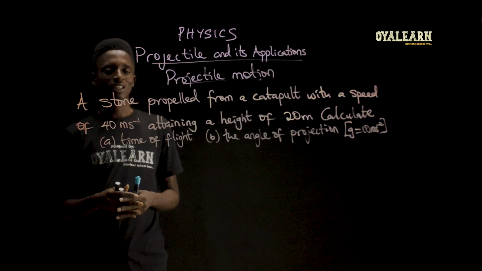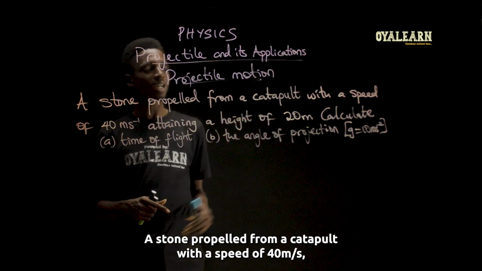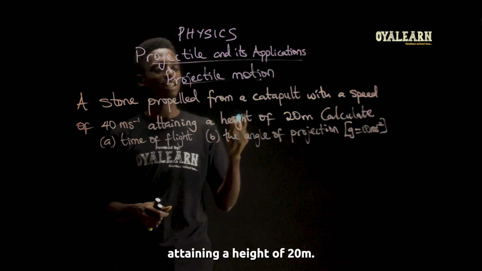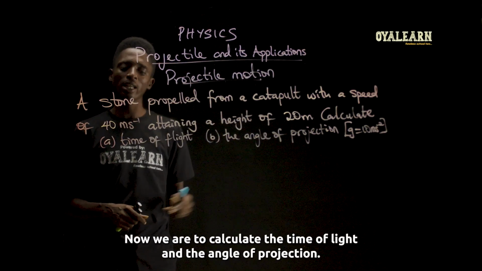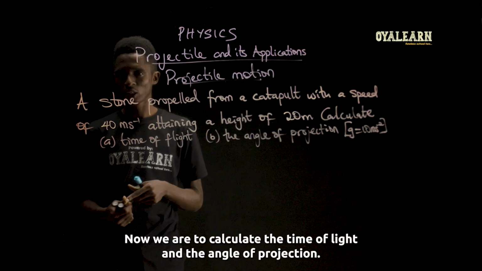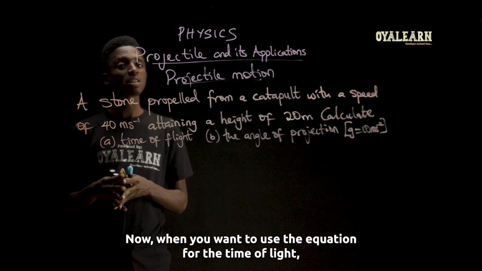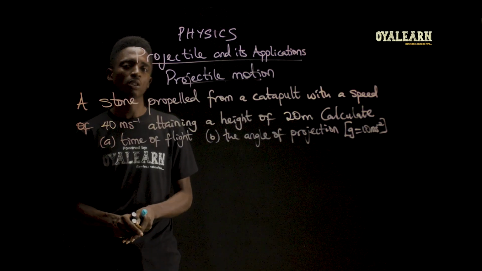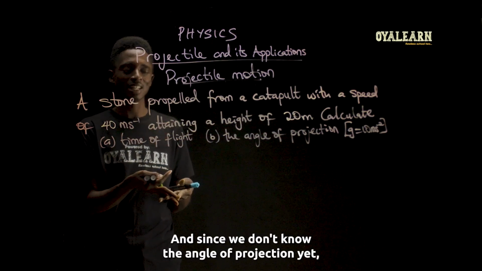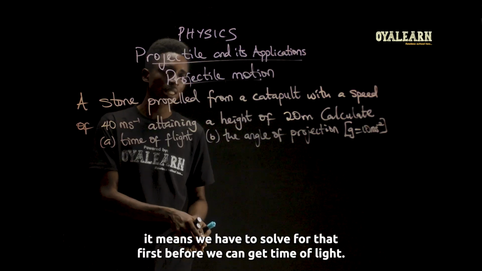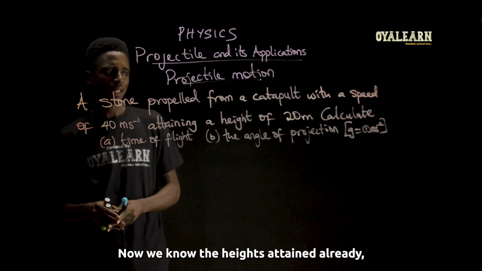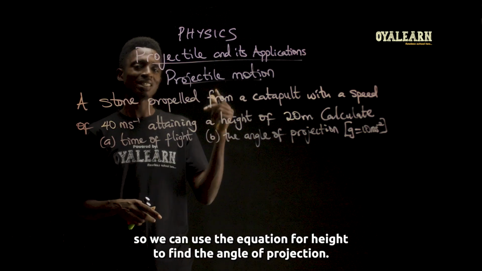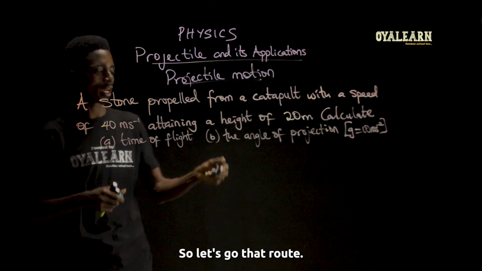In this question, a stone propelled from a catapult with a speed of 40 meters per second, attains a height of 20 meters. Now, we have to calculate the time of flight and the angle of projection. When you want to use the equation for time of flight, you are required to use the angle of projection in that equation. And since we don't know the angle of projection yet, it means we have to solve for that first before we can get time of flight. Now, we know the height attained already, so we can use the equation for height to find the angle of projection. So let's go that route.